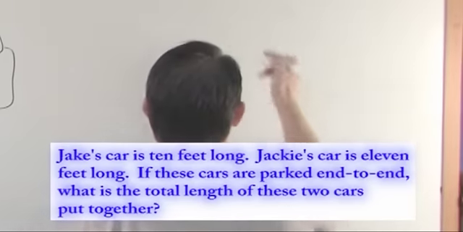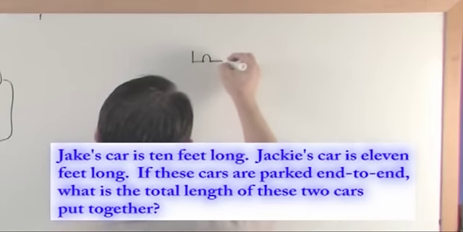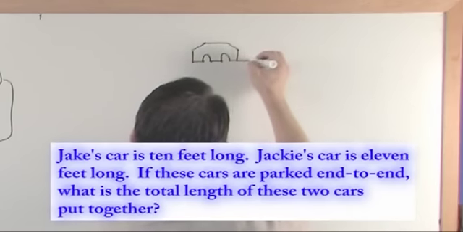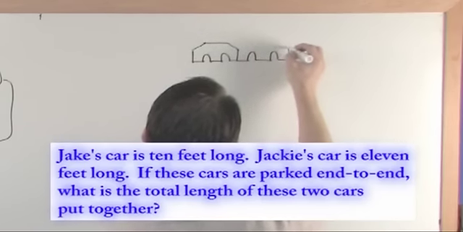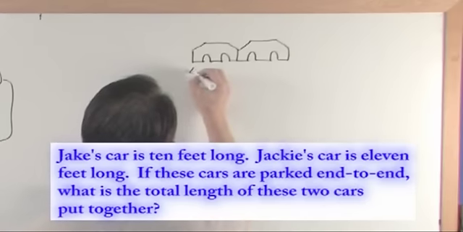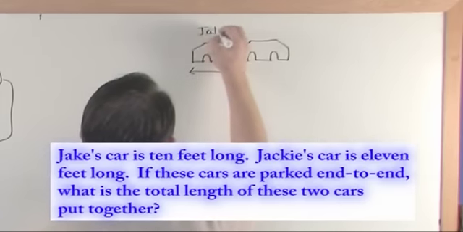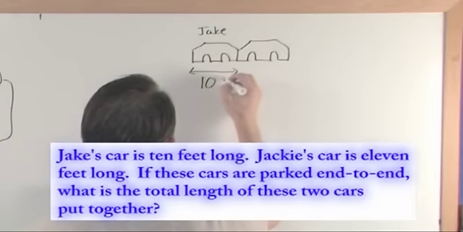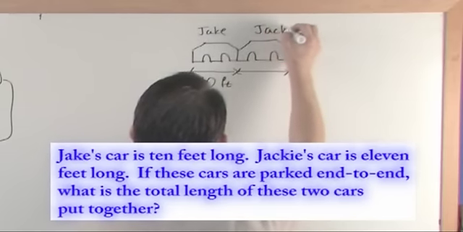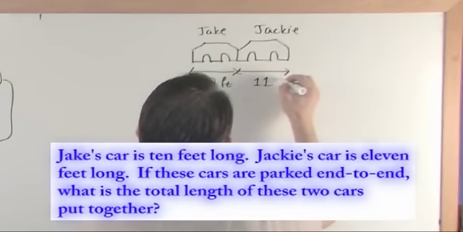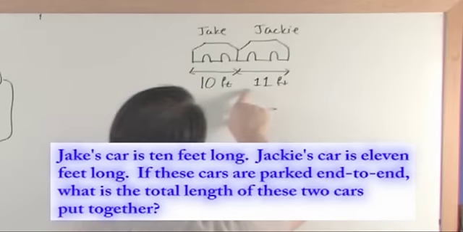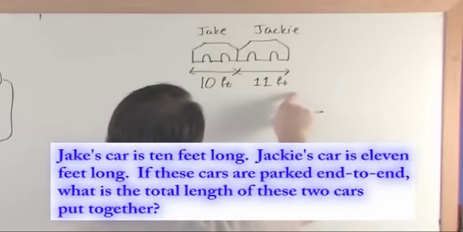So, we have a car here, like this, and then we have another car end to end, just like this. This is what end to end means, okay? And this car is Jake's car, and his is 10 feet, okay? And this car is Jackie's, and her car is 11 feet. That means this car is 10 feet long and this car is 11 feet long. What is the total length of the 2 cars end to end? That means we must add them together. That is what we're doing here.